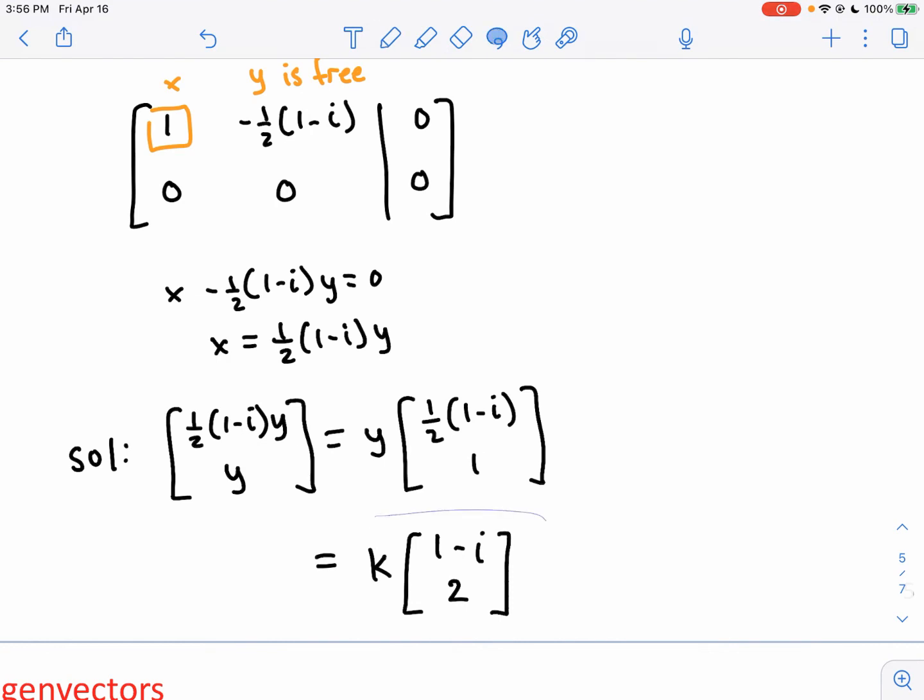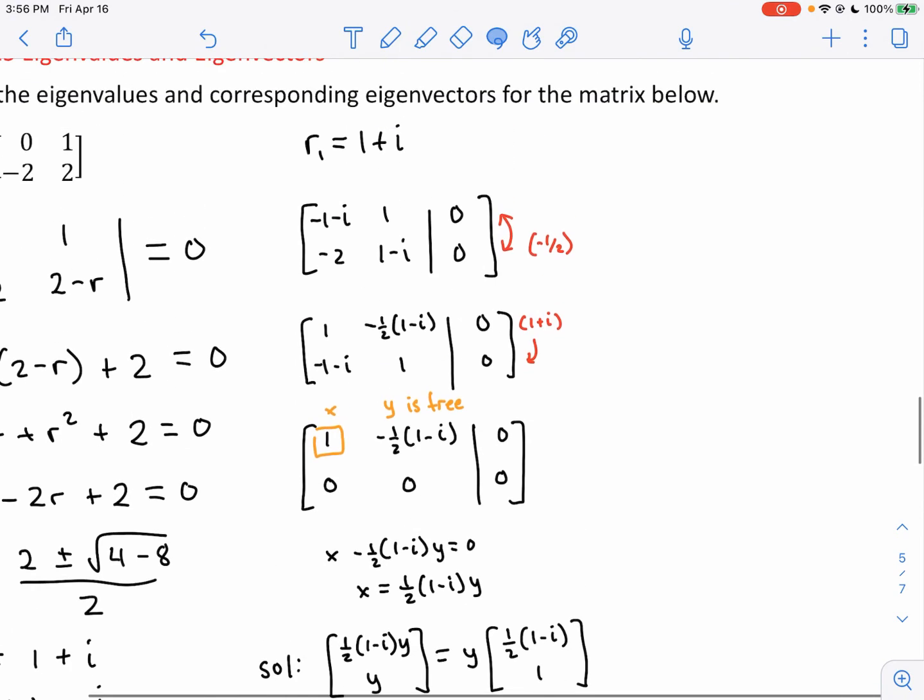So this family of vectors is the same as this family of vectors, because the y and the k just stand for any possible constant. And this eigenvector just looks a little bit cleaner as a basis for all the other eigenvectors. Okay, now let's go to the last eigenvalue for this. So r2 is equal to 1 minus i.